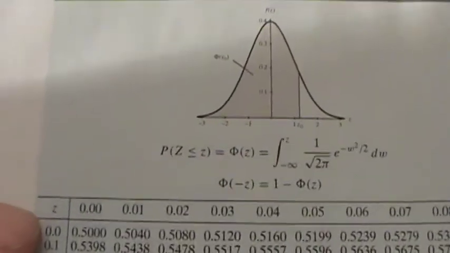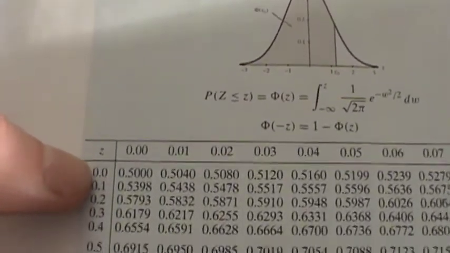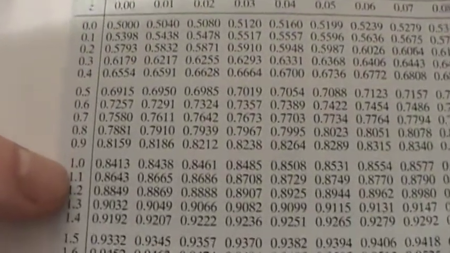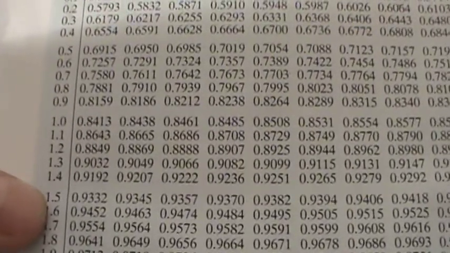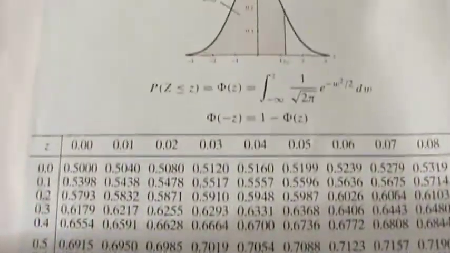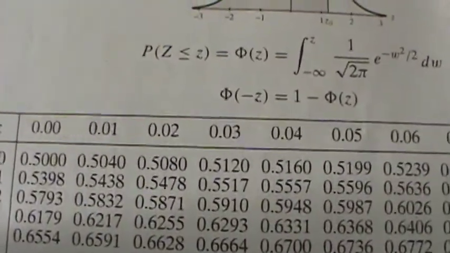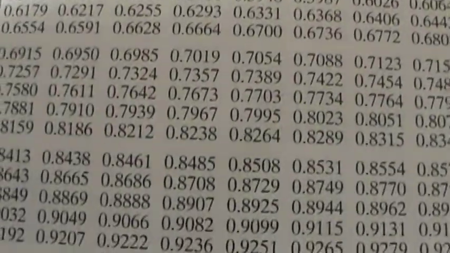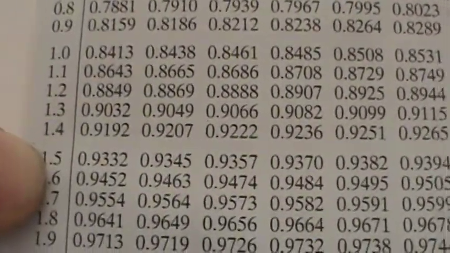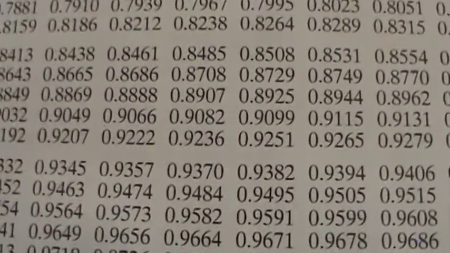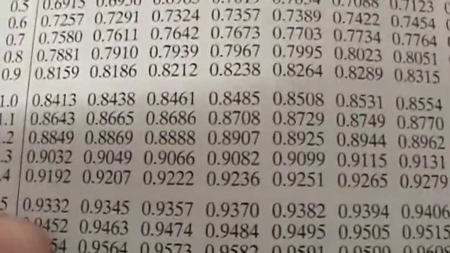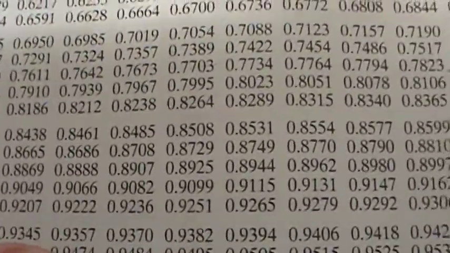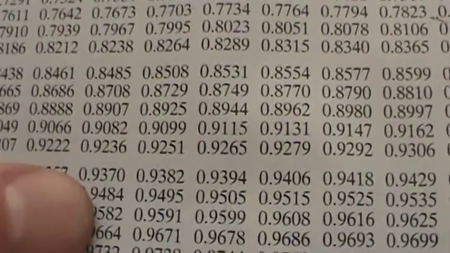We're going to go down to what? You notice this is our z column. We're going to go down to 1.5. Okay, that's here. Looking back up, do you see your columns? You see 0.00, 0.01, 0.02, 0.03. So there's the 0.03 column going down. 1.5 to the 0.03 column is 4 columns to the right, gives a value of 0.9370 right here.